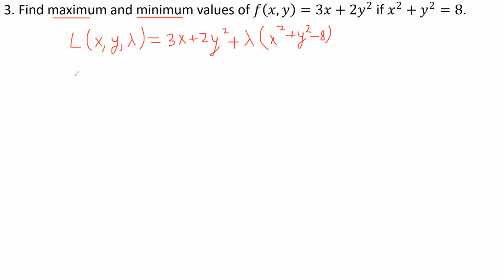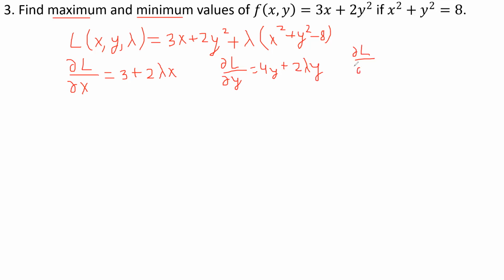After that, we will find partial derivatives of L. dL over dx is 3 plus 2 lambda x. dL over dy is 4y plus 2 lambda y, and dL over d lambda is just our condition. So all of them must be equal to 0. The gradient of L must be equal to 0.